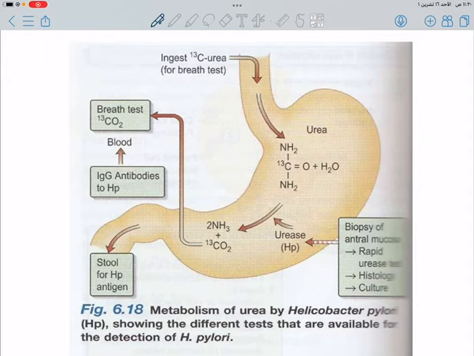ال CO2 راح ينسحب على الريسبيراتوري تراكت. تمام؟ فبنحط جهاز على الفم قبل الفحص وبعد الفحص نشوف الراديو اكتيفيتي. اذا زادت معناتها في اتش بايلوري، ما زادت معناتها نور. فكره بسيطه مو؟ هذا شو اسمه؟ يوريا بريث تيست.